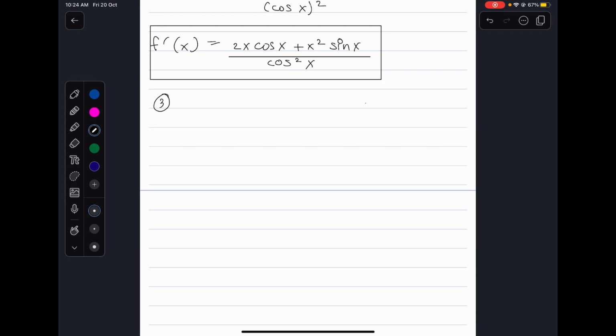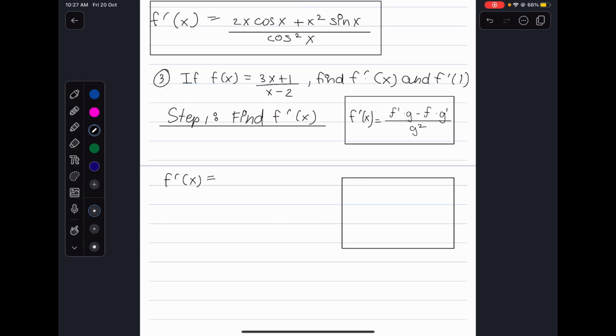Question 3 states that if f of x is equal to (3x plus 1) over (x minus 2), find f prime of x and f prime of 1. Now we have something new here which we didn't have in the previous questions, which is the value of x itself.